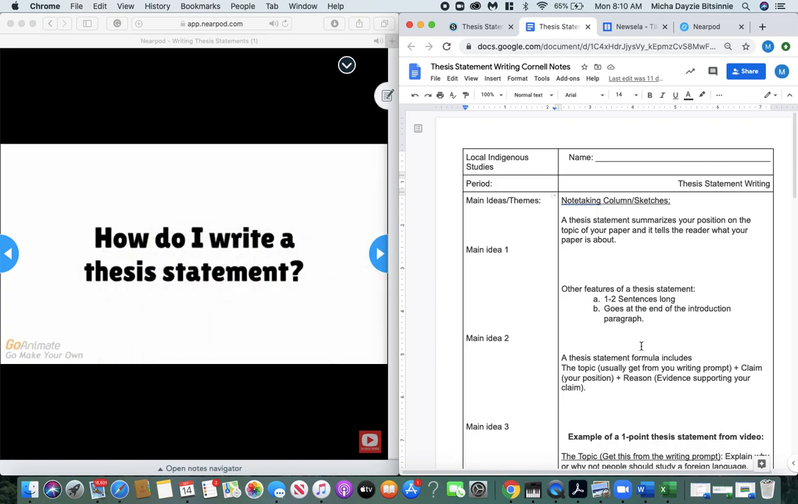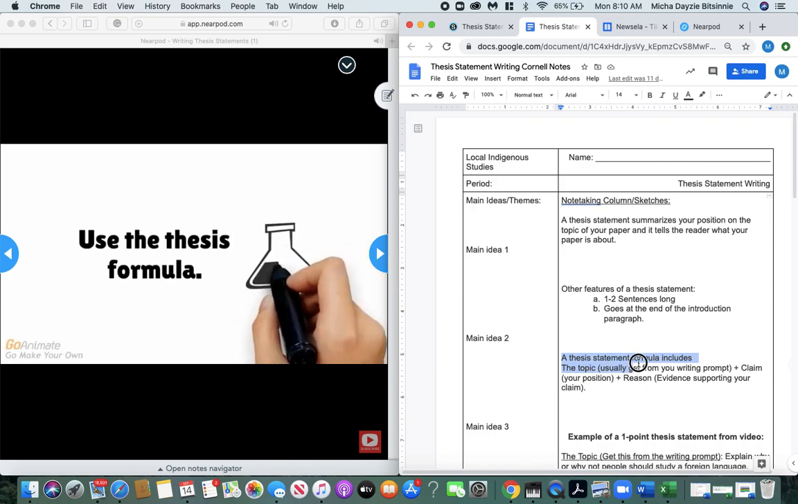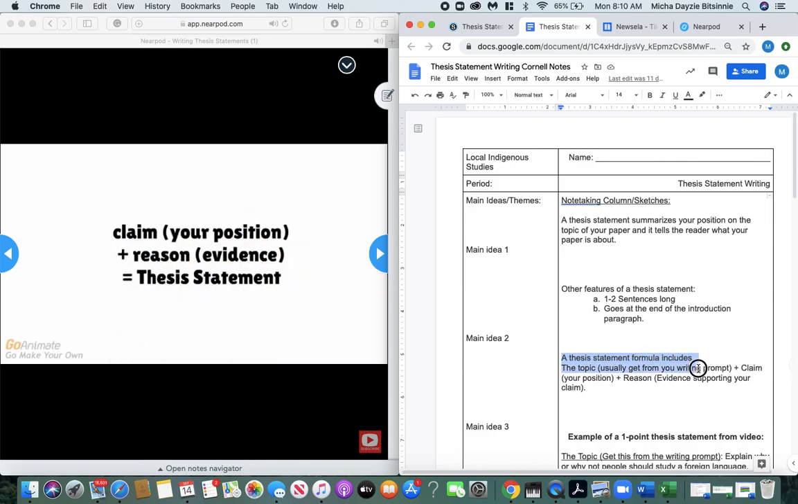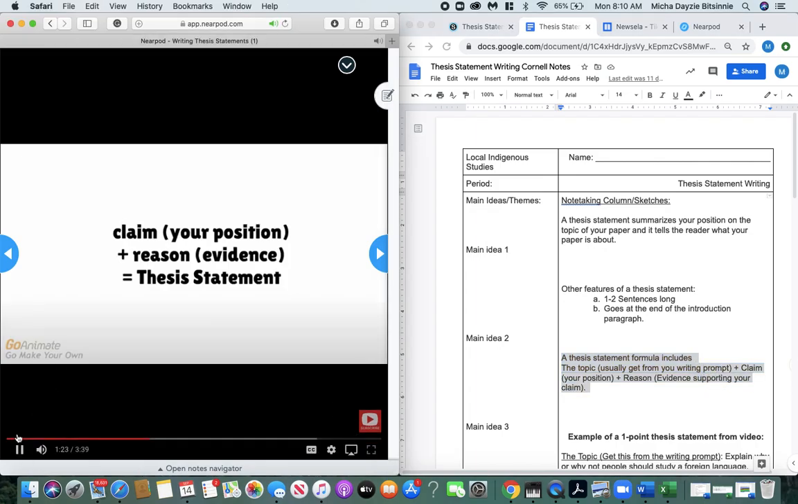How do I write a thesis statement? Use a thesis formula. Claim your position plus reason, evidence equals thesis statement.